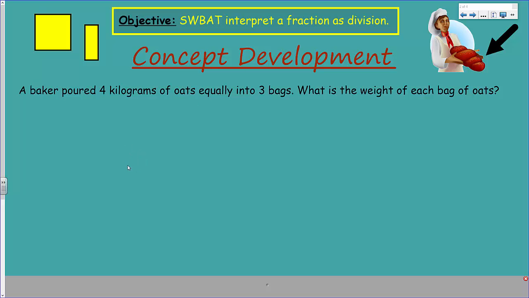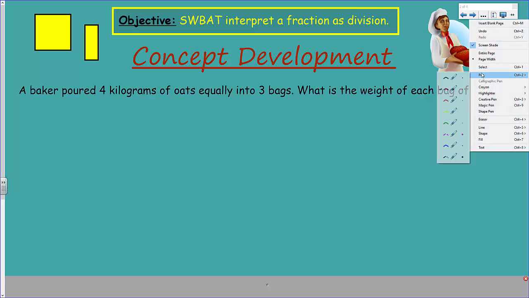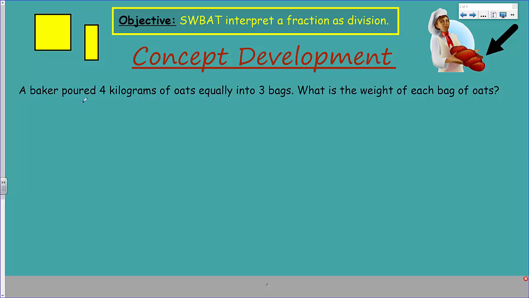It says a baker poured 4 kilograms of oats equally into 3 bags. What is the weight of each bag of oats? You know, this problem may seem difficult on the surface, but really, it's not that bad. Let's just slow it down. A baker poured 4 kilograms. Okay, I get that. But it says equally. Well, that's letting me know I'm dividing into 3 bags. So immediately you must be thinking 4 divided by 3. That's what we're doing. What is the weight of each bag of oats?